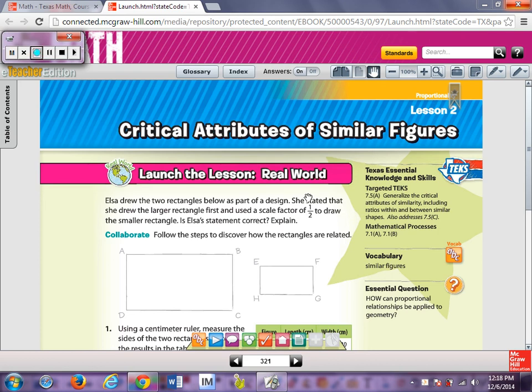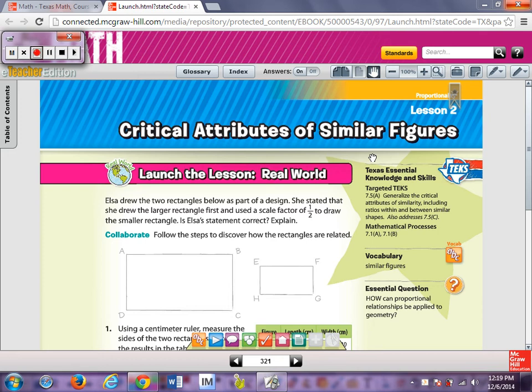Good day, guys. This is Chapter 4, Lesson 2 in our never-ending bouncing around between math books. And the title of this section is called Critical Attributes of Similar Figures. That basically means the important things you need to see and know about two shapes to know if they are related or similar. That's basically what all that means.